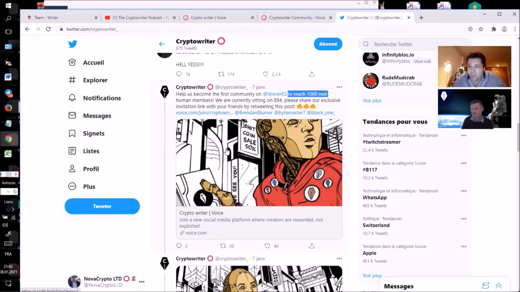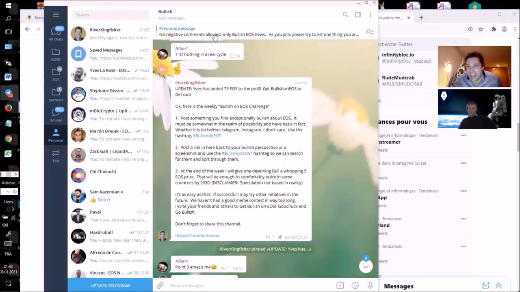This is the perfect time to be bullish again. We are all bullish on EOS, and you have launched something beautiful. I am very proud of you, and I thank you very much. In Telegram, we have a channel where it is only permitted to be bullish. We have a beautiful channel on Telegram, named Bullish. Maybe you can explain here.